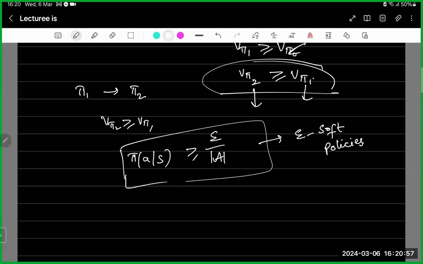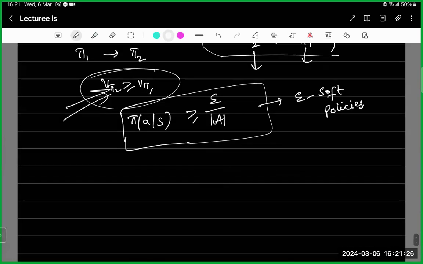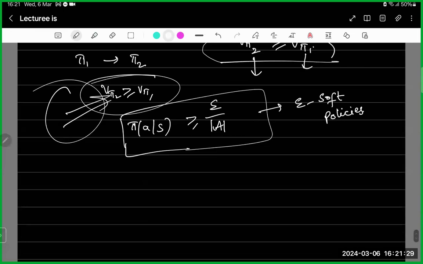So maybe I'll do the proof of this in the next class. I'll continue with the rest of the methods in this class. So this theorem is saying that if your policies are epsilon soft, your epsilon greedy improvement will preserve this guarantee that v pi k plus 1 is greater than or equal to v pi k. Okay, similar to the deterministic policies. If you do epsilon greedy improvement, we'll have this guarantee. That's what we are saying.